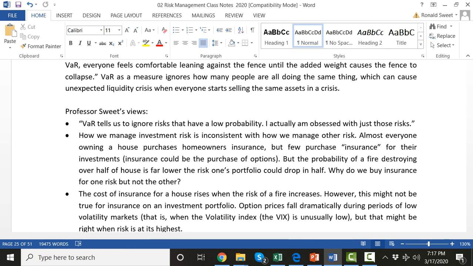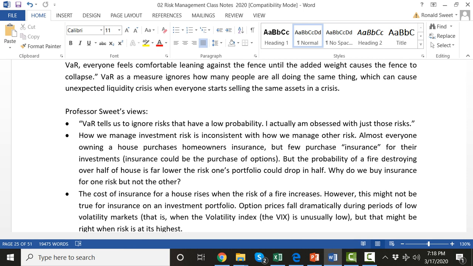So the question I ask is, is there a way we can cut off the tail of this risk? Is there a way we can make sure that I know exactly what my maximum loss is and I can't lose more than that? A good example of this is insurance. The way we manage investment risk is very different than how we manage other risk. Almost everyone has homeowners insurance, but very few people buy insurance for their investments. Insurance for investments is usually options, and we're not going to get into detail with options. Hopefully you've seen them before. But the probability of fire destroying over half of your house is far lower than the risk of your portfolio dropping in half, as we're seeing right now in the stock market. The stock market was down almost 30% from its high.